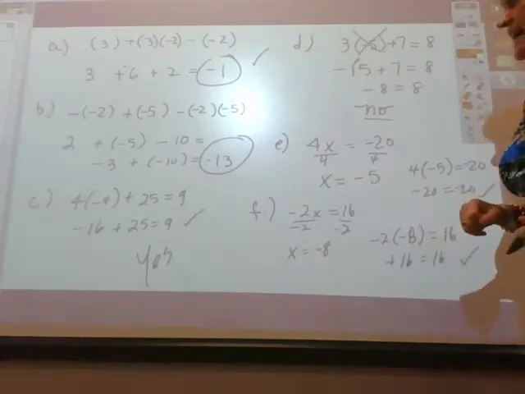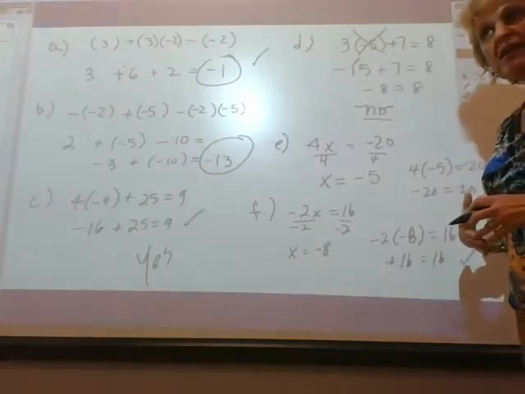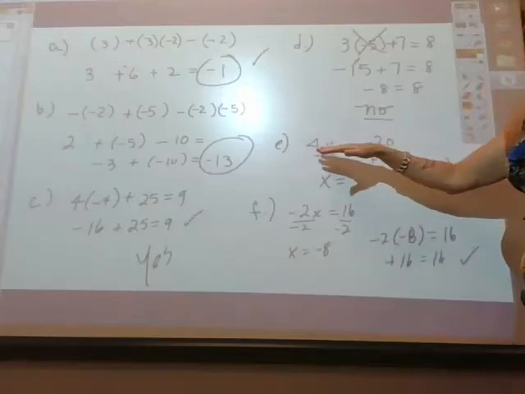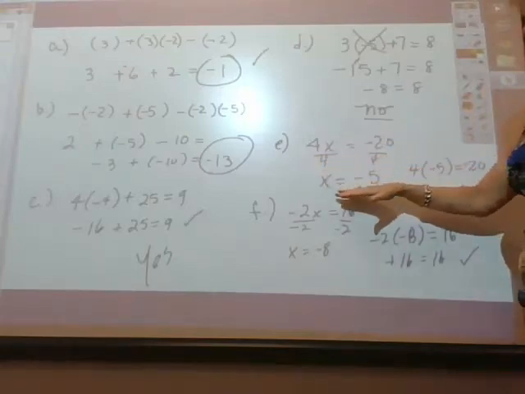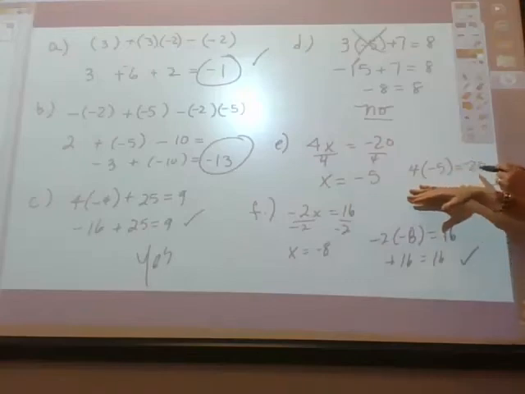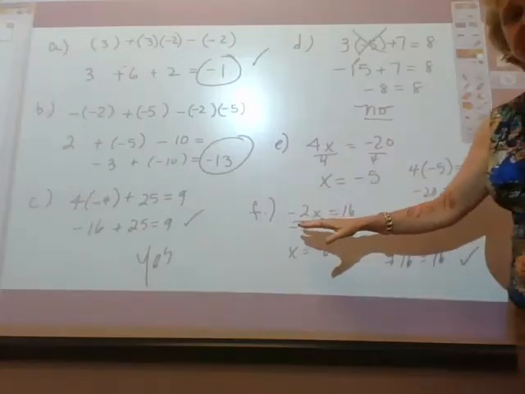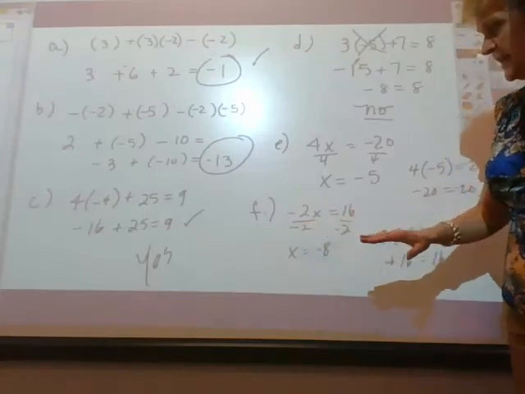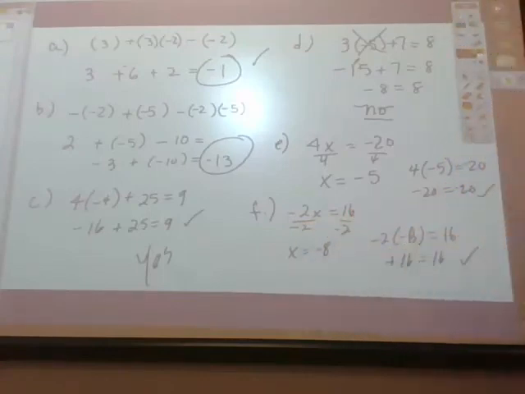For E and F, I was supposed to solve and then check it. So I divided by 4 here and got x is -5. I plugged it in to the original equation and got a true statement. Here I divided by -2 and plugged it in, and again I got a true statement.